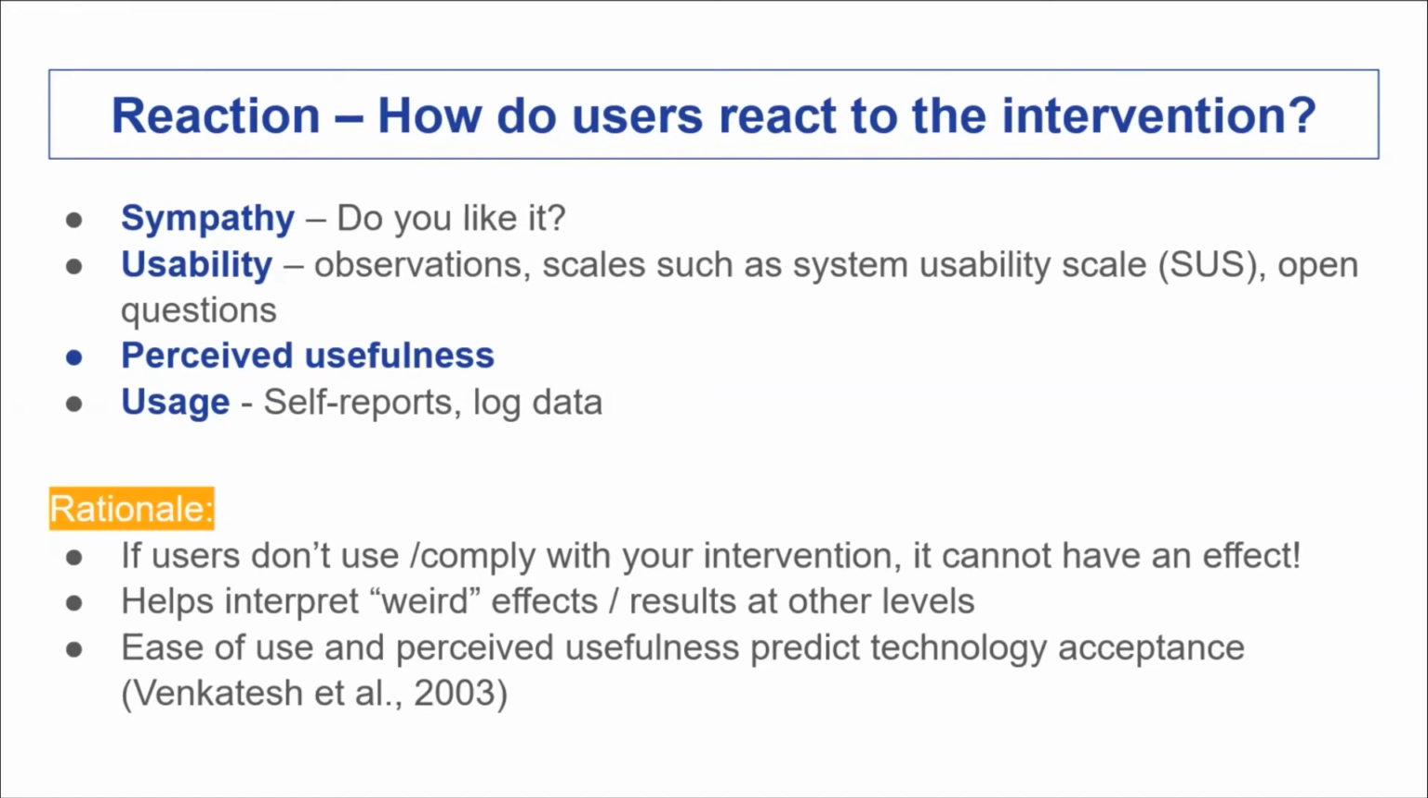So if users don't use or comply with your intervention, it cannot have an effect. It could be that you're seeing a good result at another level, but then you don't have your chain of evidence. And this fundamental level also helps interpret weird effects or results at other levels. You could use, for instance, ease of use and perceived usefulness as prediction of technology acceptance following the technology acceptance model, which I also referenced here. I found that to be very useful in my own past research.